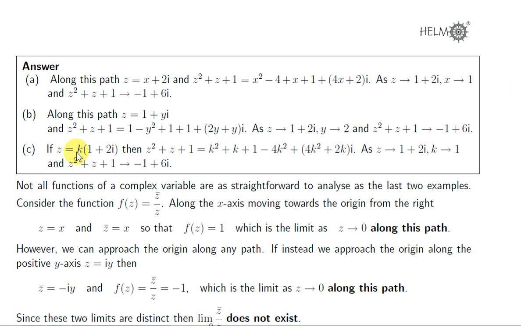So as before, we have to get f of z, so we just plug this in for z. We want to take the limit as z approaches 1 plus 2i. Well, that's the same thing as taking the limit of this expression here as k approaches 1, because when k approaches 1, we will get z approaching 1 plus 2i. So we just plug 1 in here, we get 1 plus 1 plus 1 is 3, minus 4 is minus 1, and plugging 1 in here, we get 4 plus 2 is 6.